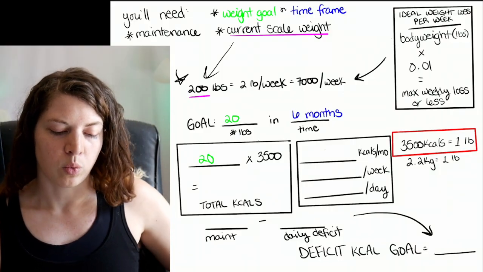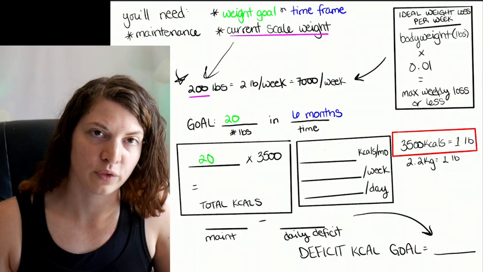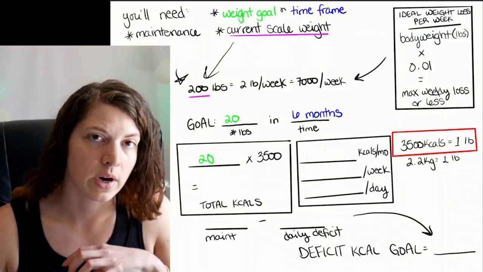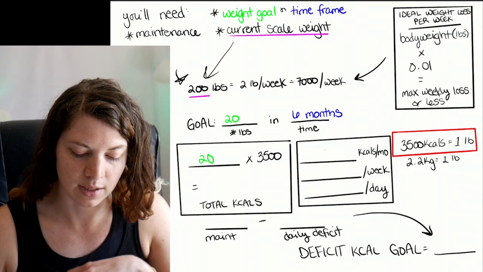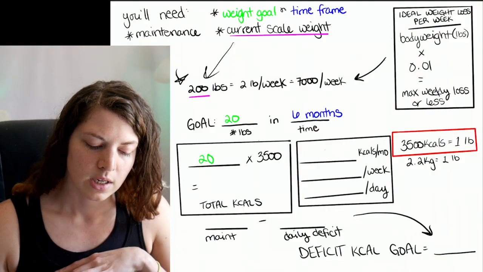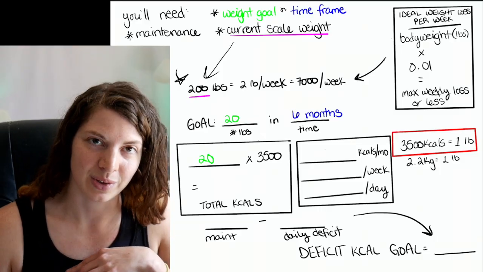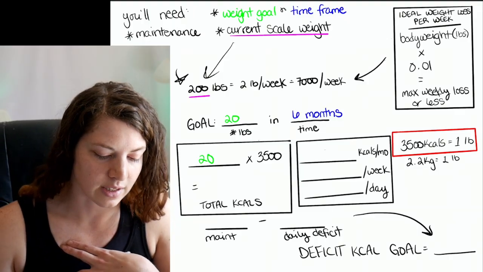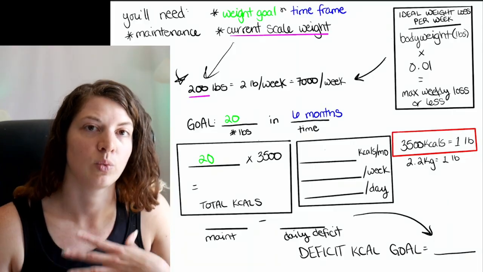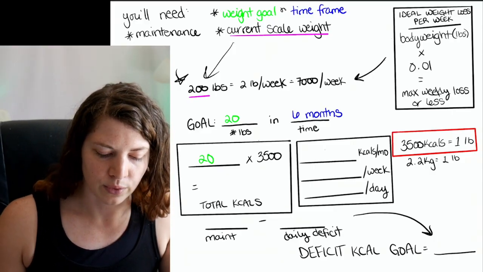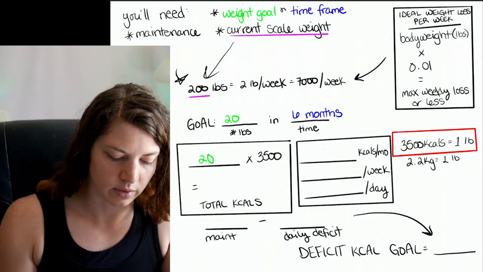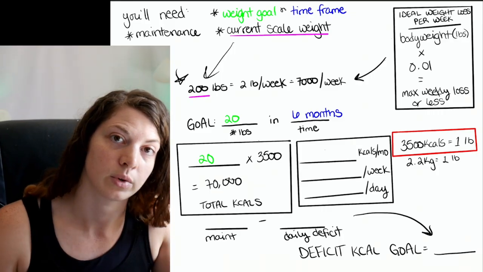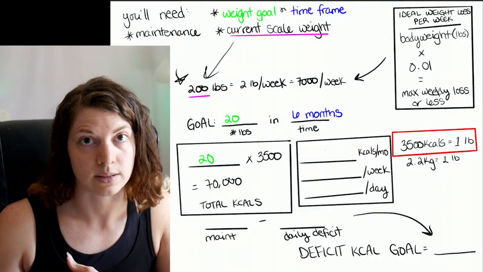With our quantitative goal, we've got our number of pounds in a set period of time. So for this example, I have 20 pounds written here in 6 months' time. What you're going to do next is take your goal in pounds and multiply it times that 3,500 again. That is going to give us our total calorie loss that we want over our span of time. For the 20 pounds, that's going to be equivalent to 70,000 total calories that we're going to want to eat less throughout that 6 months.